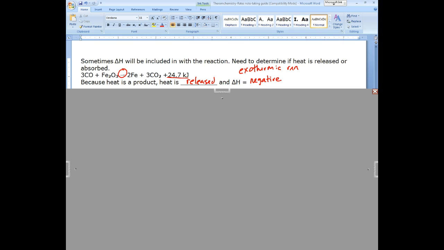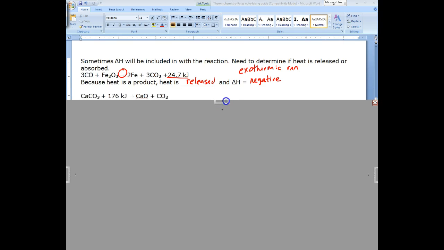Let's look at it if heat is on the other side of the reaction. So here we can see heat is a reactant. We have this 176 kilojoules of heat. It could be in joules, it could just say the word heat. And again, if we remember what an arrow stands for, what this reaction is saying is that calcium carbonate has to be heated in order to break down into calcium oxide and carbon dioxide.